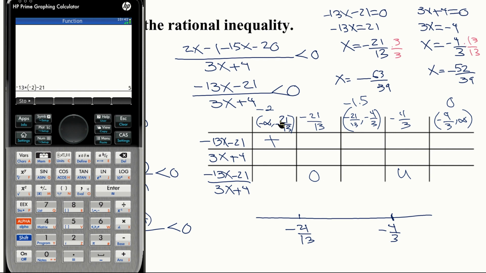All right, now we're going to plug in negative 2 in here. I can do that one without a calculator. That's negative 6. 3 times negative 2 is negative 6, plus 4 is negative 2, so that's negative. So the quotient is going to be negative. Positive divided by negative is negative.